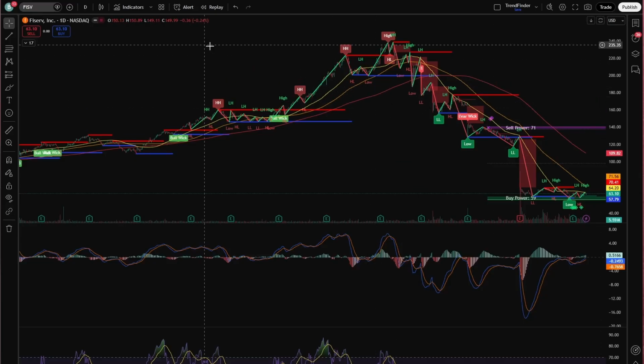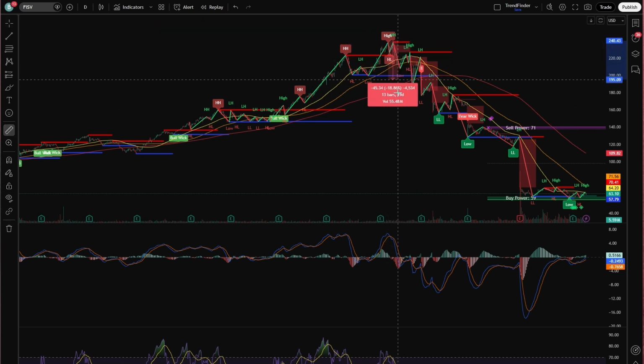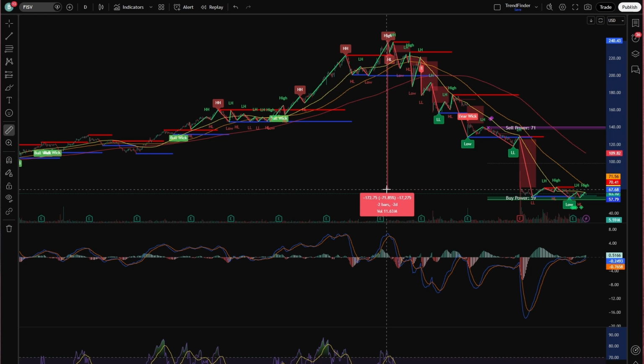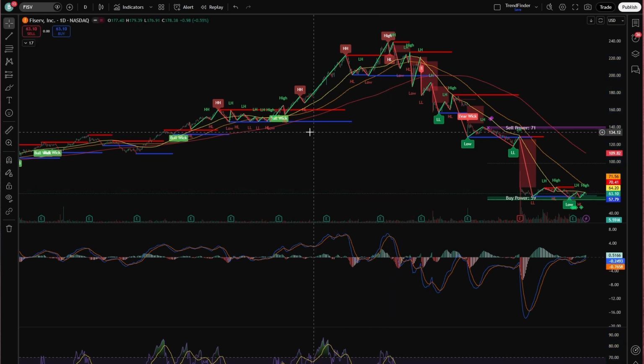Because even great companies can go through long periods where the stock price declines. And buying during a strong downtrend can be extremely frustrating for investors. So when I open a chart, I ask a few simple questions. Is the stock in an uptrend or a downtrend? Is the price making higher highs and higher lows? And is the stock trading above key moving averages?